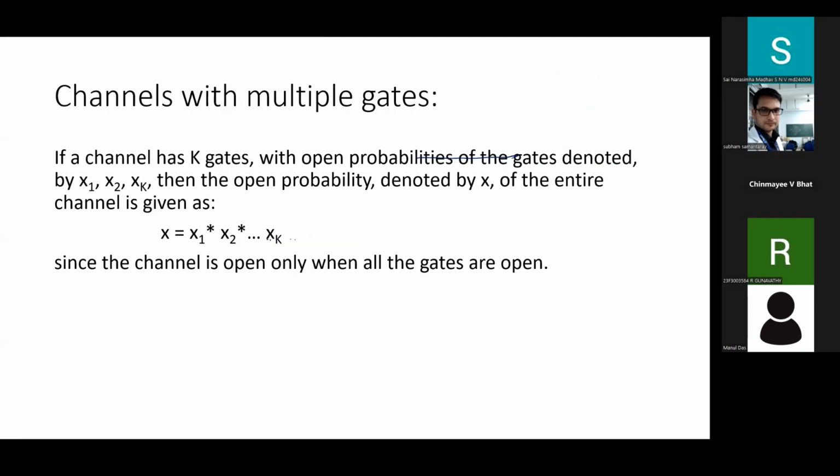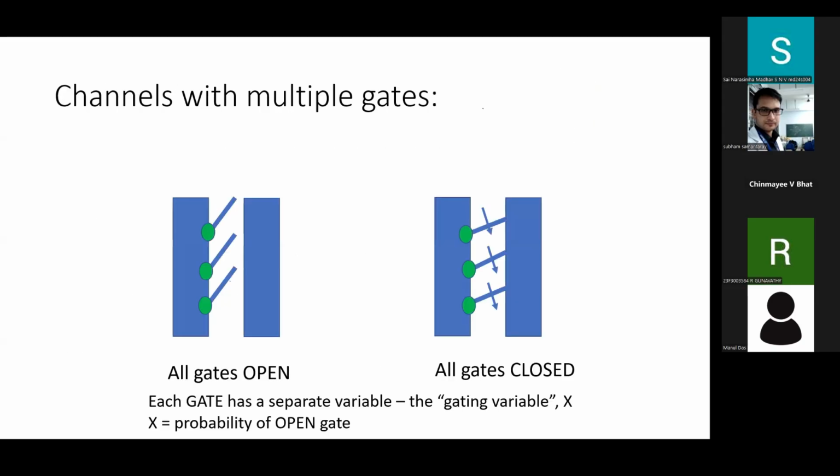Okay, so then how do you determine when a whole channel is open? It is open when all the gates inside the channel are open. So look at this picture, this schematic. There are 3 gates in it, and the channel is open when all 3 gates are open.